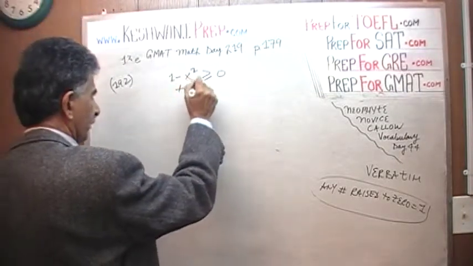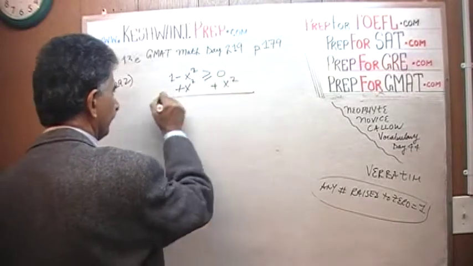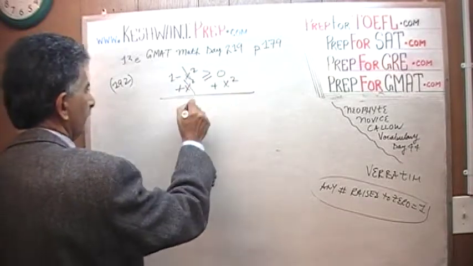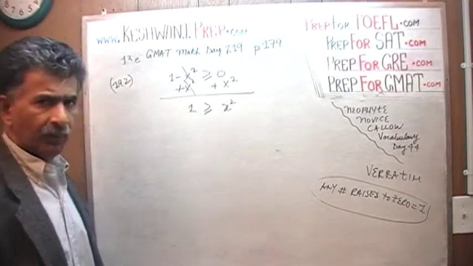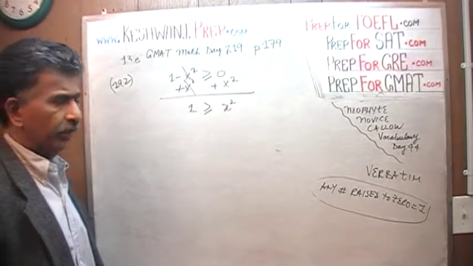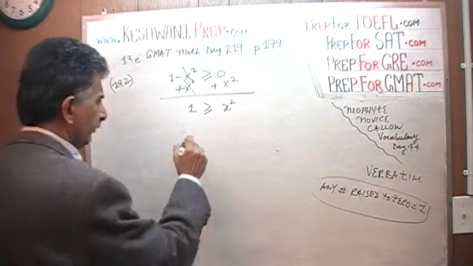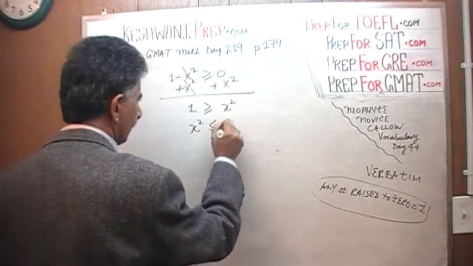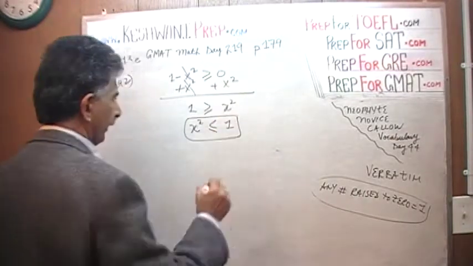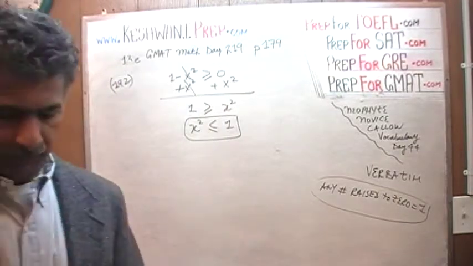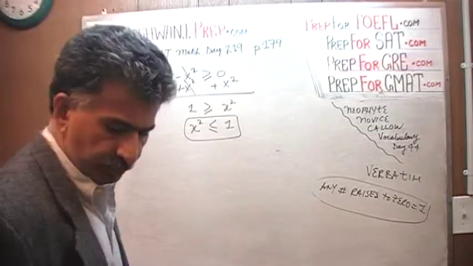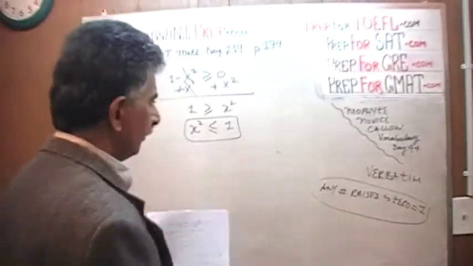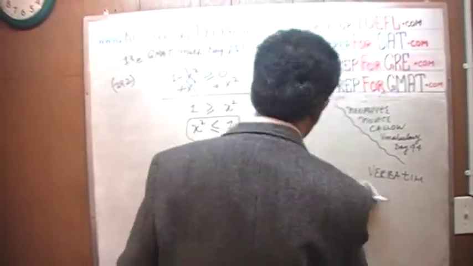Let's add x squared to both sides. So here this drops out and we end up with 1 is greater than or equal to x squared. That is a very awkward way of saying that x squared is less than or equal to 1. Now what we have to understand here is what does it mean? How do we show it on a number line?